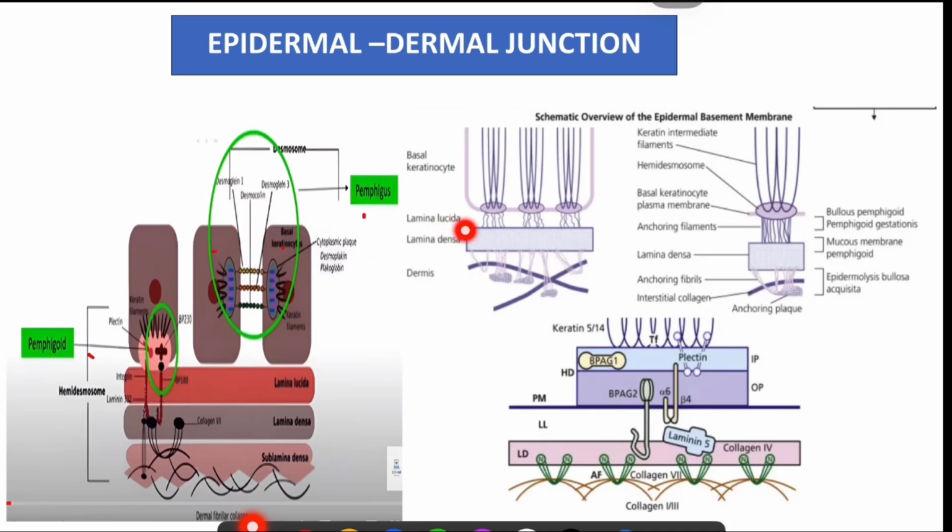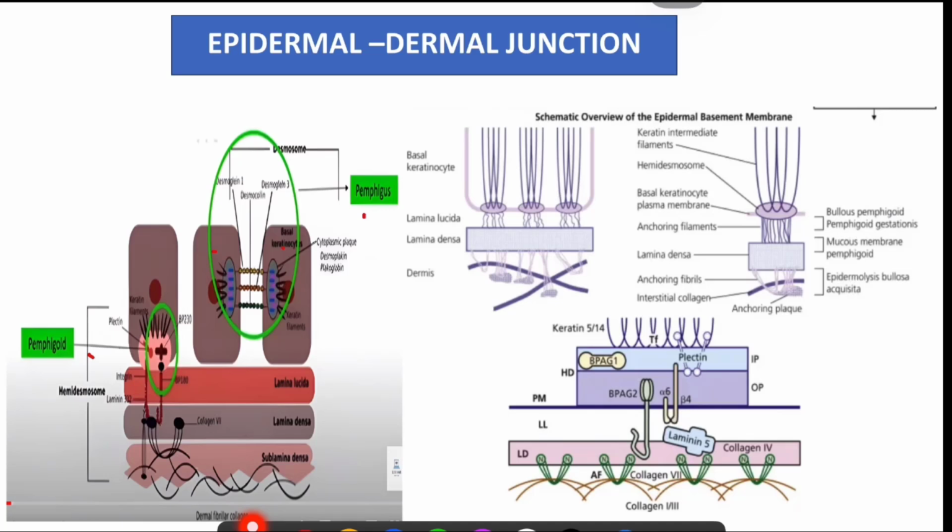hemidesmosome, if damaged at the level of the lamina lucida, if this junction is broken, there are some different diseases. If the lamina densa is damaged, then another disease category, and if this junction here is damaged, these are some other diseases.